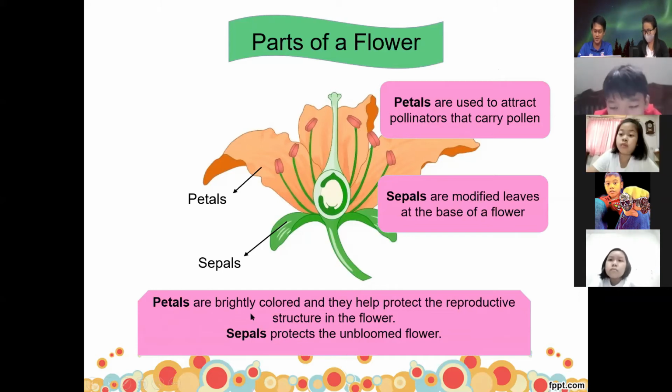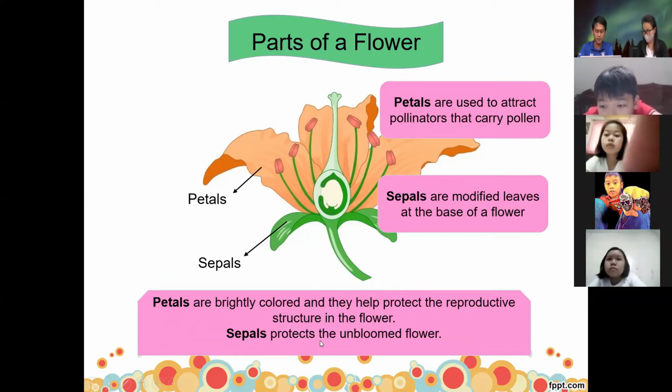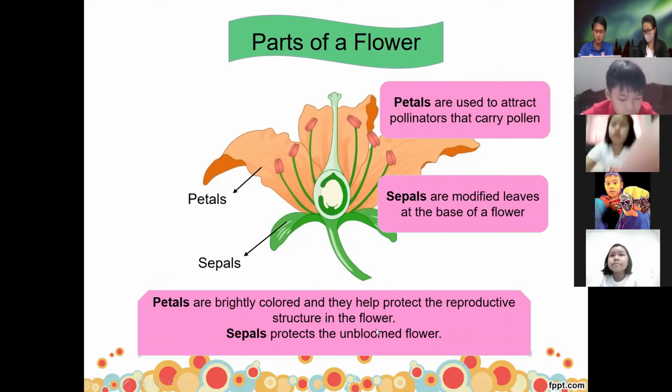Petals are brightly colored and they help protect the reproductive structure in a flower, while sepals protect the unbloomed flower.